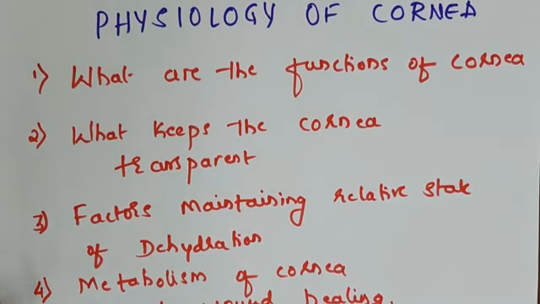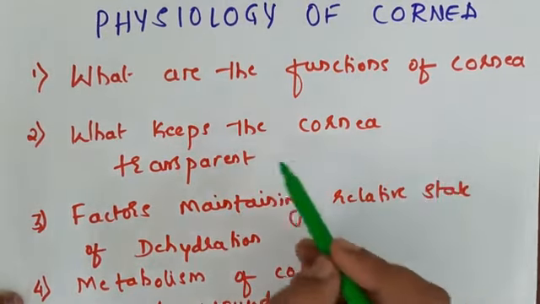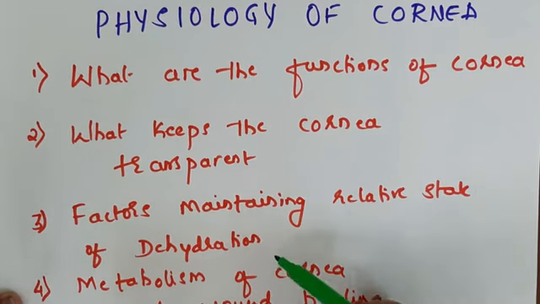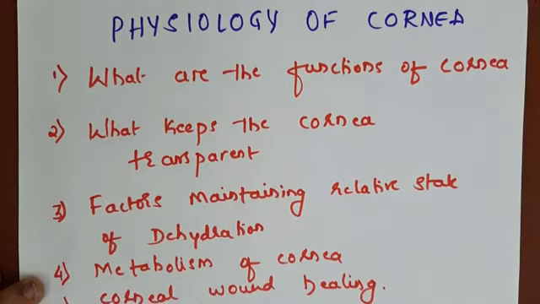Today we will discuss the physiology of the cornea. In this video I will be answering these questions: what are the functions of the cornea, what keeps the cornea transparent, factors responsible for maintaining the relative state of dehydration of the cornea, metabolism of the cornea and the corneal wound healing process. All these are very important questions from the topic physiology of the cornea.